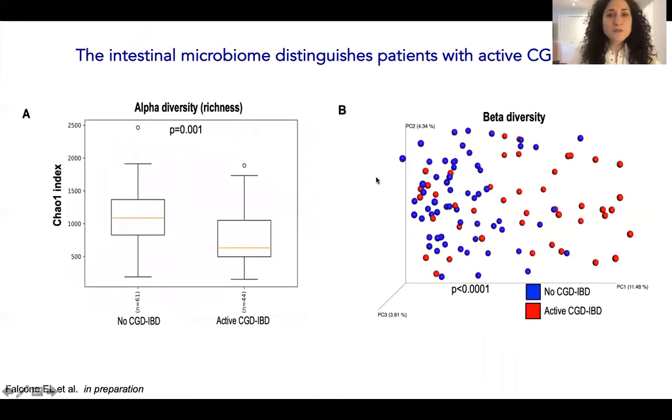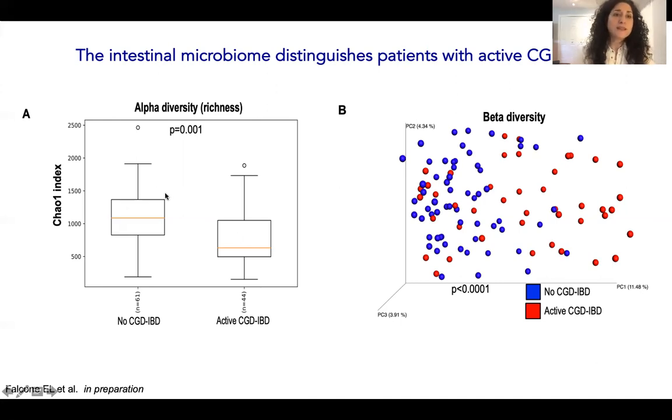So our next question was whether or not the intestinal microbiome could distinguish samples from patients with CGD-IBD. Here we stratified our samples for acute antibiotic use. What I'm showing you are the samples from patients who are only on antimicrobial prophylaxis, no acute antibiotics. And I'm comparing samples from patients who have never had CGD-IBD with samples from patients with active CGD-IBD.